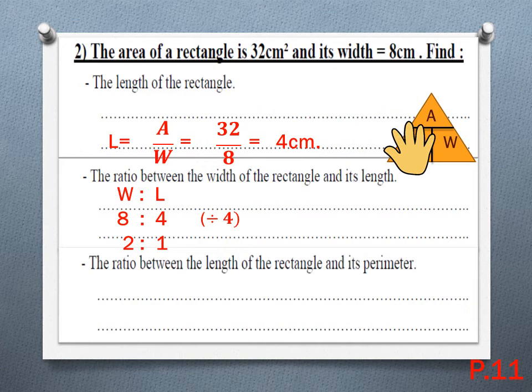The ratio between the length of the rectangle and its perimeter. Length to perimeter. We need to find the perimeter of the rectangle. Length plus width, all times 2, is equal to 24 centimeters. Rewrite the ratio between length to perimeter, 4 to 24. Then divide by 4 to get the simplest form, 1 to 6.